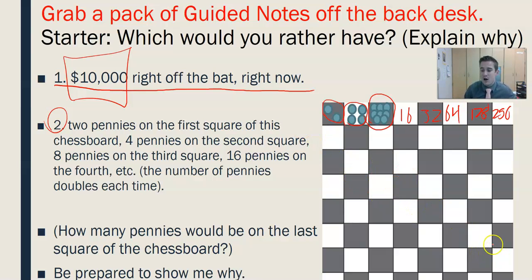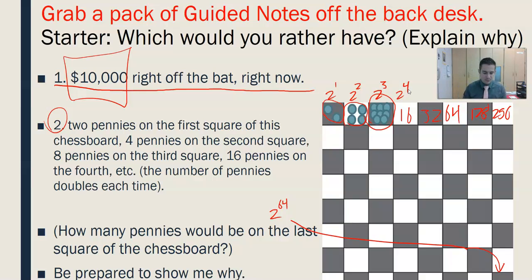And you notice that on the last square of this chessboard, the number of pennies that you have is 2 to the power of 64, because there are 64 squares on this chessboard. This was 2 to the 1 pennies. This was 2 squared pennies, 4, 2 to the third, 8, 2 to the fourth, 16, etc., etc. So on the last square of this chessboard, I had 2 to the 64th pennies.